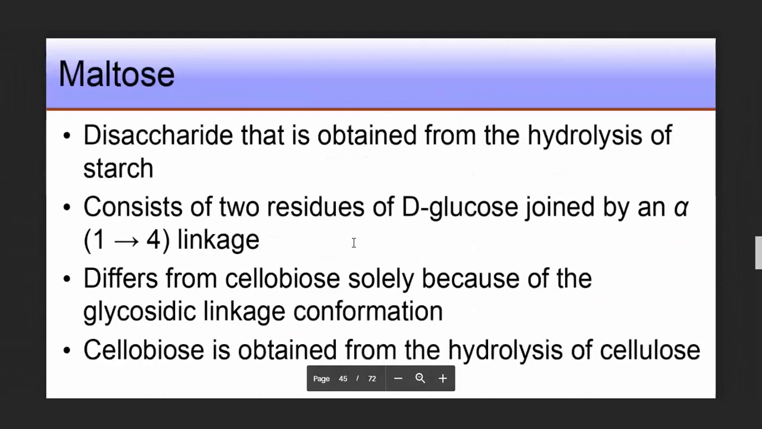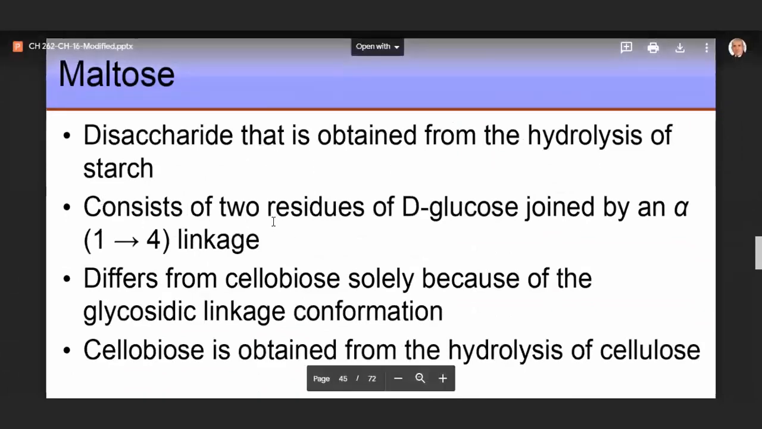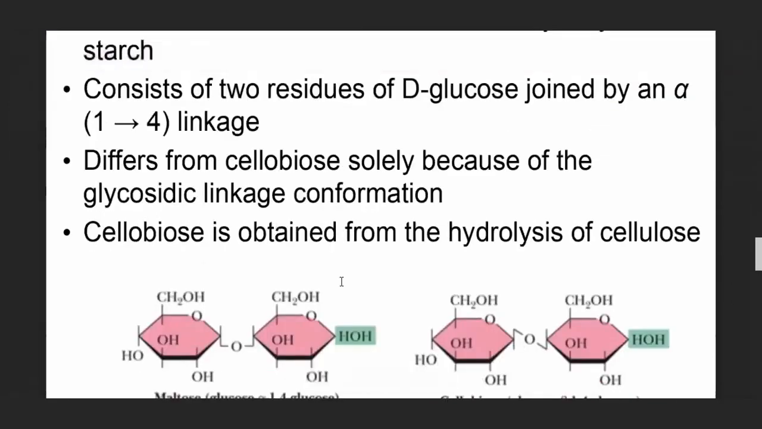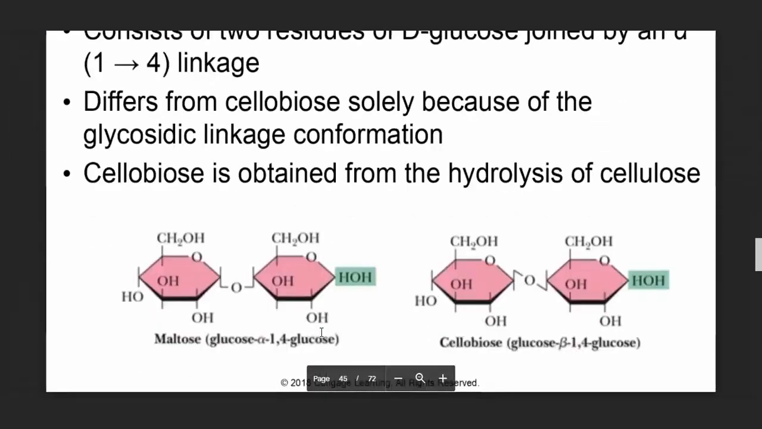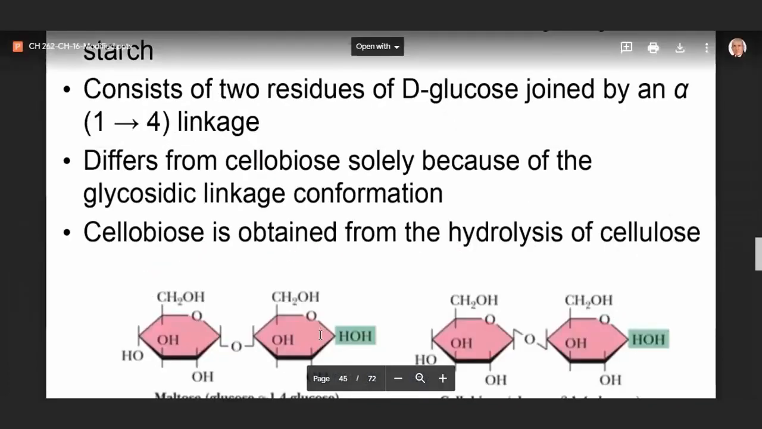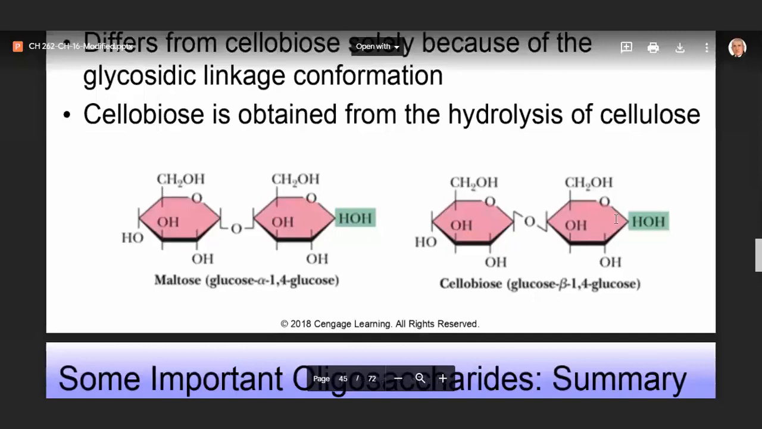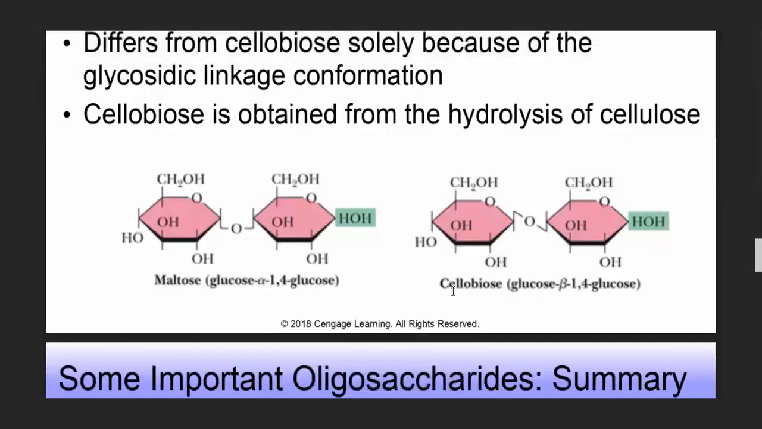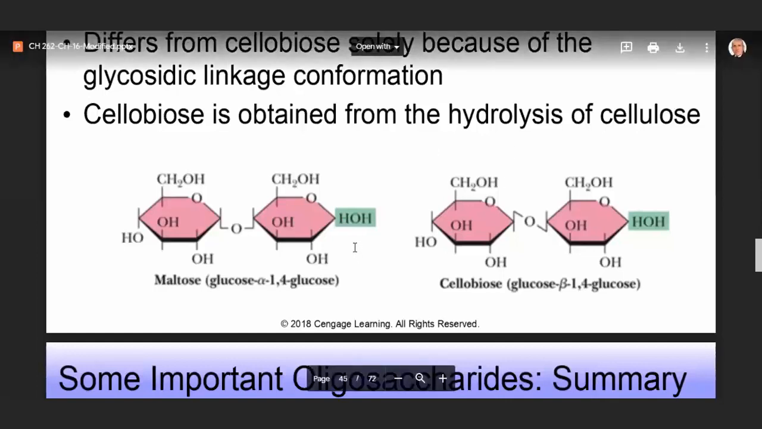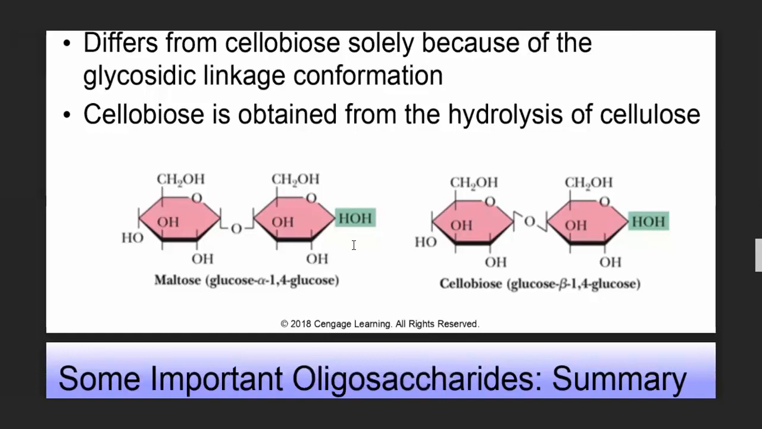As well as maltose, the disaccharide that is obtained from the hydrolysis of starch, which also consists of two D-glucose units joined together by an alpha-1,4 linkage. However, maltose differs from cellobiose in the type of linkage. This is beta-1,4 in cellobiose and alpha-1,4 in maltose. Cellobiose is obtained from the hydrolysis of cellulose.